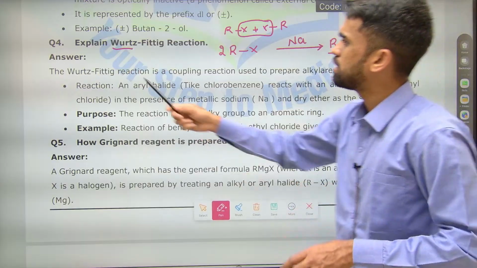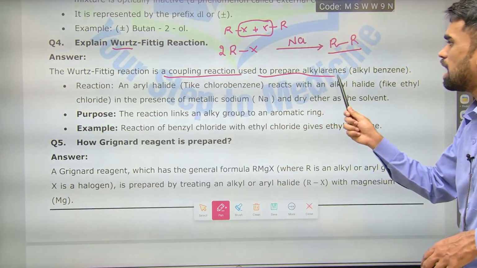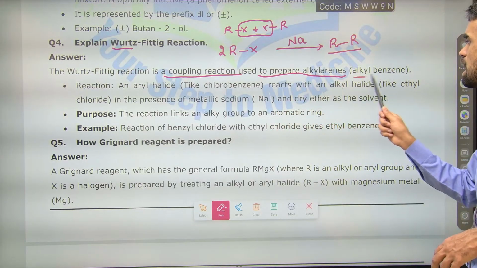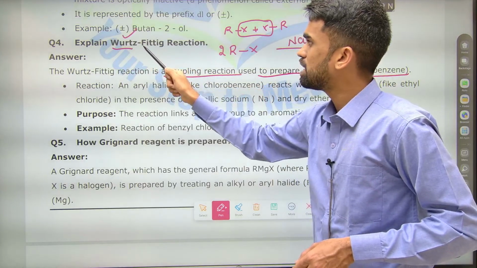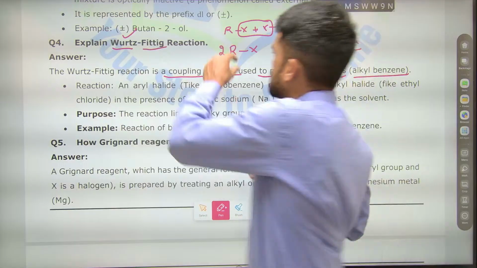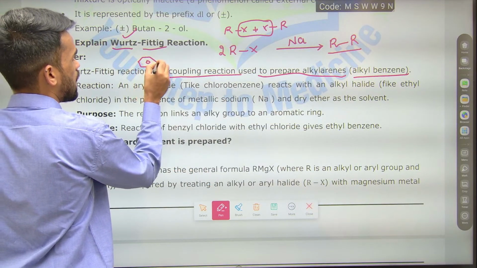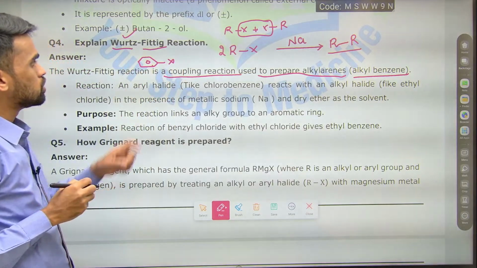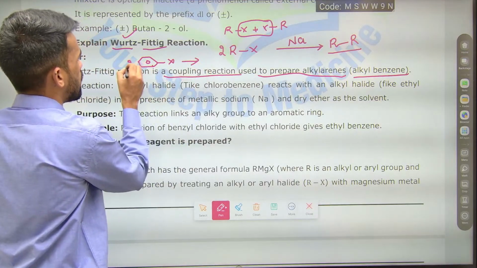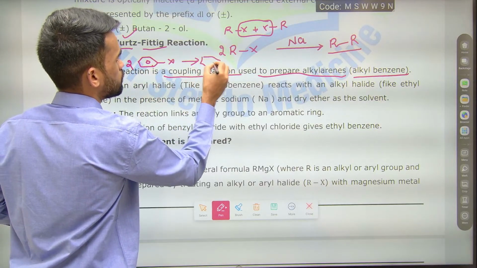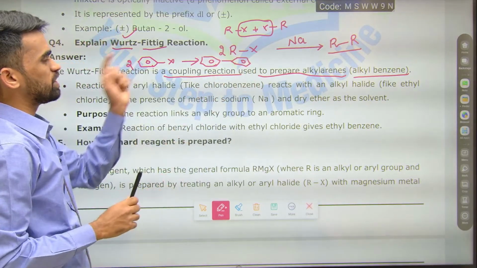The Wood-Fittig reaction is a coupling reaction used to prepare alkyl arenes, that is, alkyl benzene. Here I explained about Wurtz reaction. When it comes to the Fittig reaction, similar to alkyl groups, there is involvement of only aryl groups, like aryl halides are taken. Okay, so again remove these halides, just combine those two aryl groups. You are going to get something like this. So this is called the Fittig reaction.